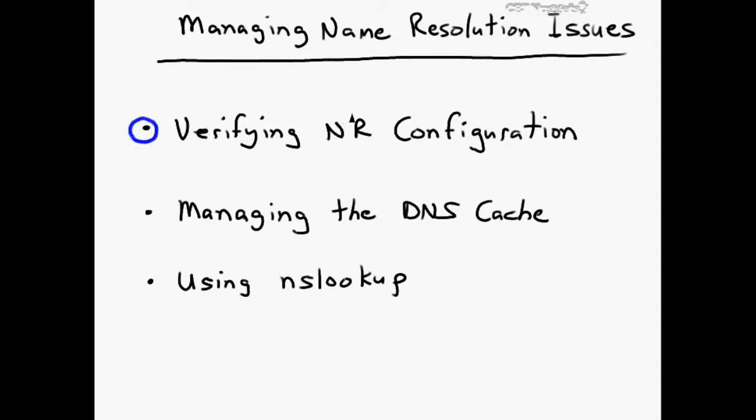Exactly what does it mean? What is the name resolution order that Windows 7 uses? And so on. We'll then look at some management strategies, some practical information in terms of managing the DNS resolver cache on the client computer.